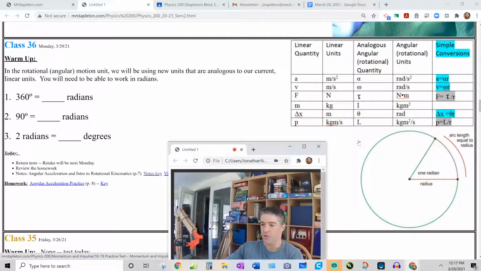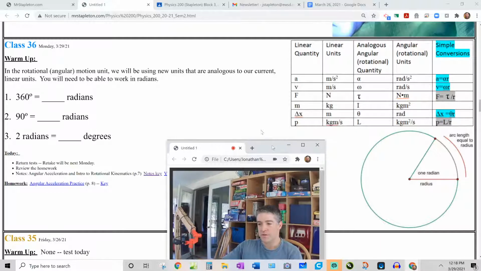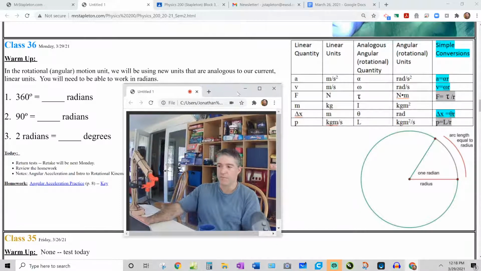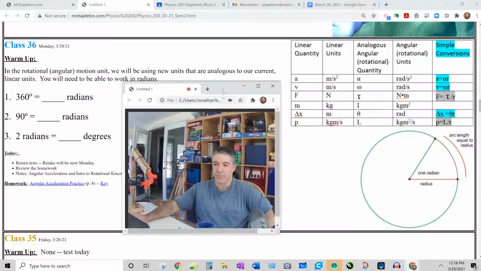And then finally, we're going to have angular momentum, which I won't really get into because it's kind of harder to visualize. So there's not a whole lot that's new here. It'll just be a different way of looking at stuff we've done before, but it is tricky to think of everything in terms of rotation.